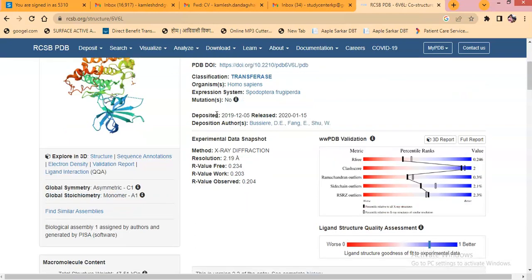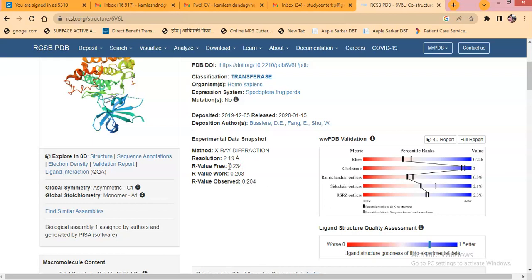Then this crystal was deposited here in 2019. So while selecting, you must be aware that the co-crystal must not be much older. There must be a recent one.